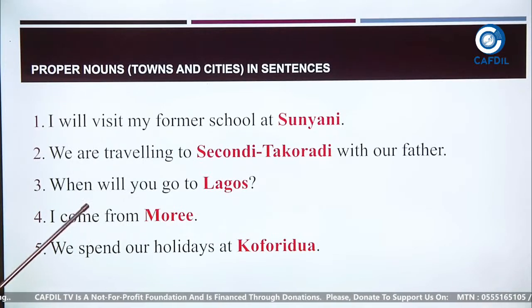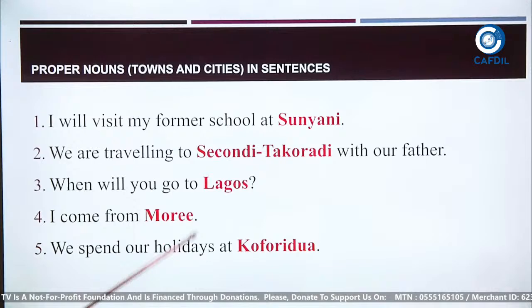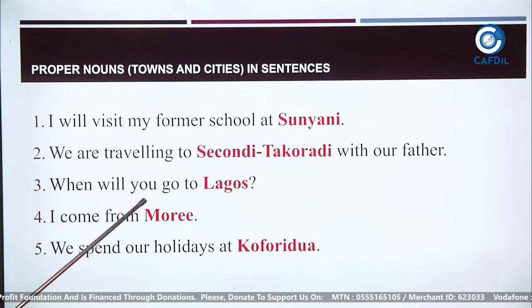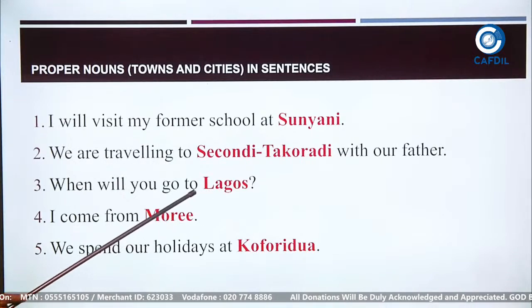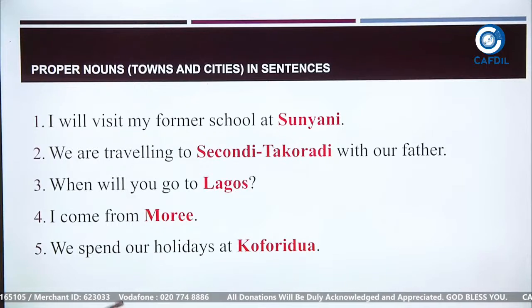Sentence 3. When will you go to Lagos? Lagos is the name of a place in this sentence, which is the proper noun here, and it begins with a capital letter. Sentence 4. I come from Mori. Mori is the proper noun here, which begins with a capital letter.